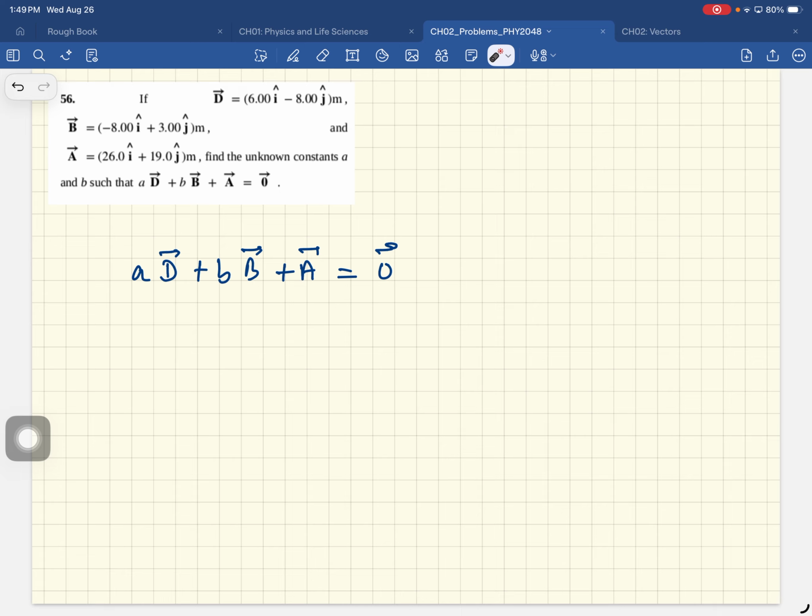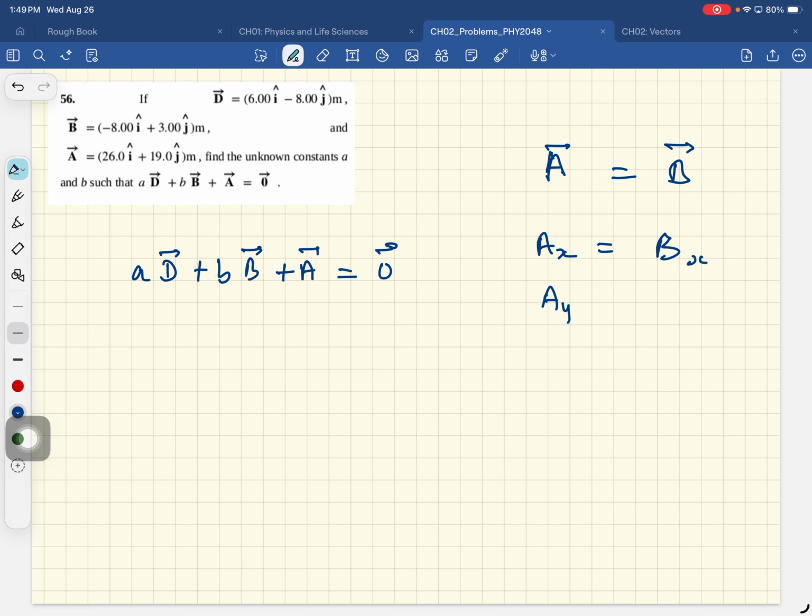So again, when two vectors are equal to each other, that means their corresponding components must be equal. So if vector A is equal to B, the only way vector A will be equal to B is when the x component of A is equal to the x component of B, and so on. And that idea can be generalized.